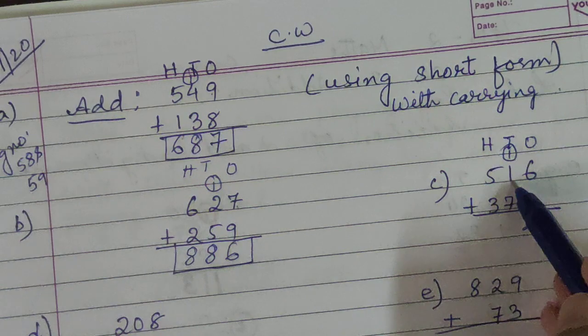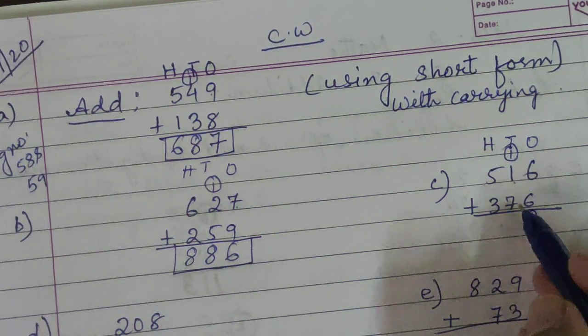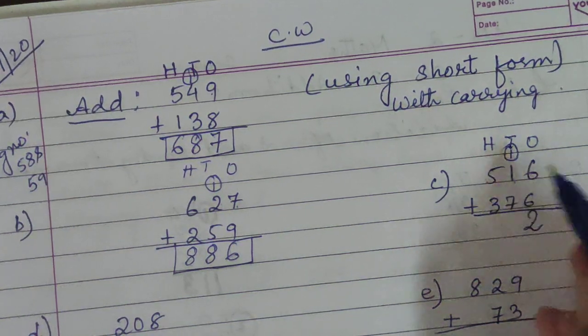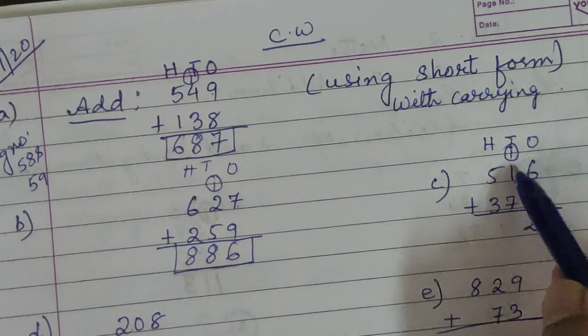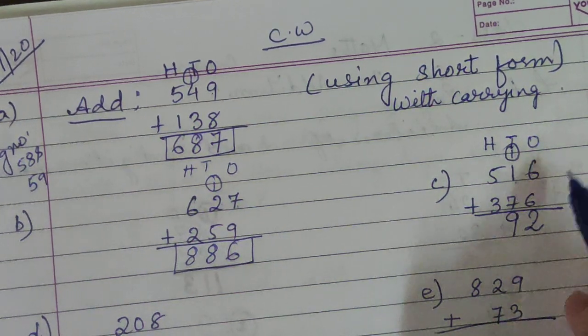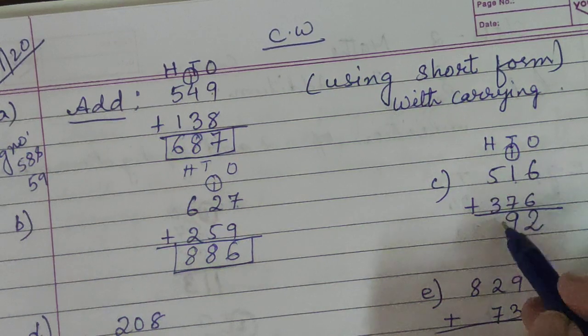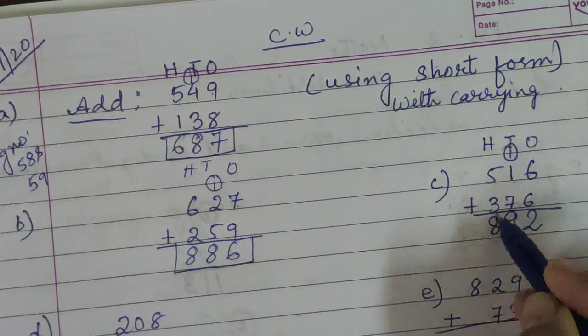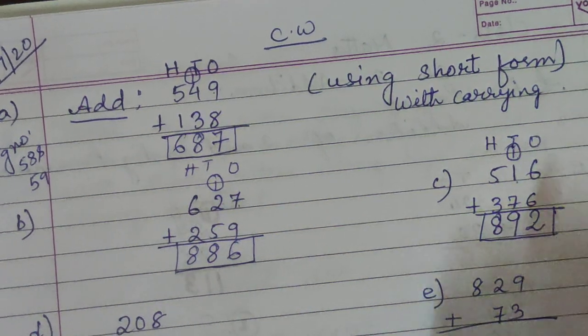7 plus 1, 6 plus 1, 7. 7 plus 1, 8. Here this is 7 plus 1, 8. 8 plus 1, 9. So 5 plus 3, 8. 892 is the answer.